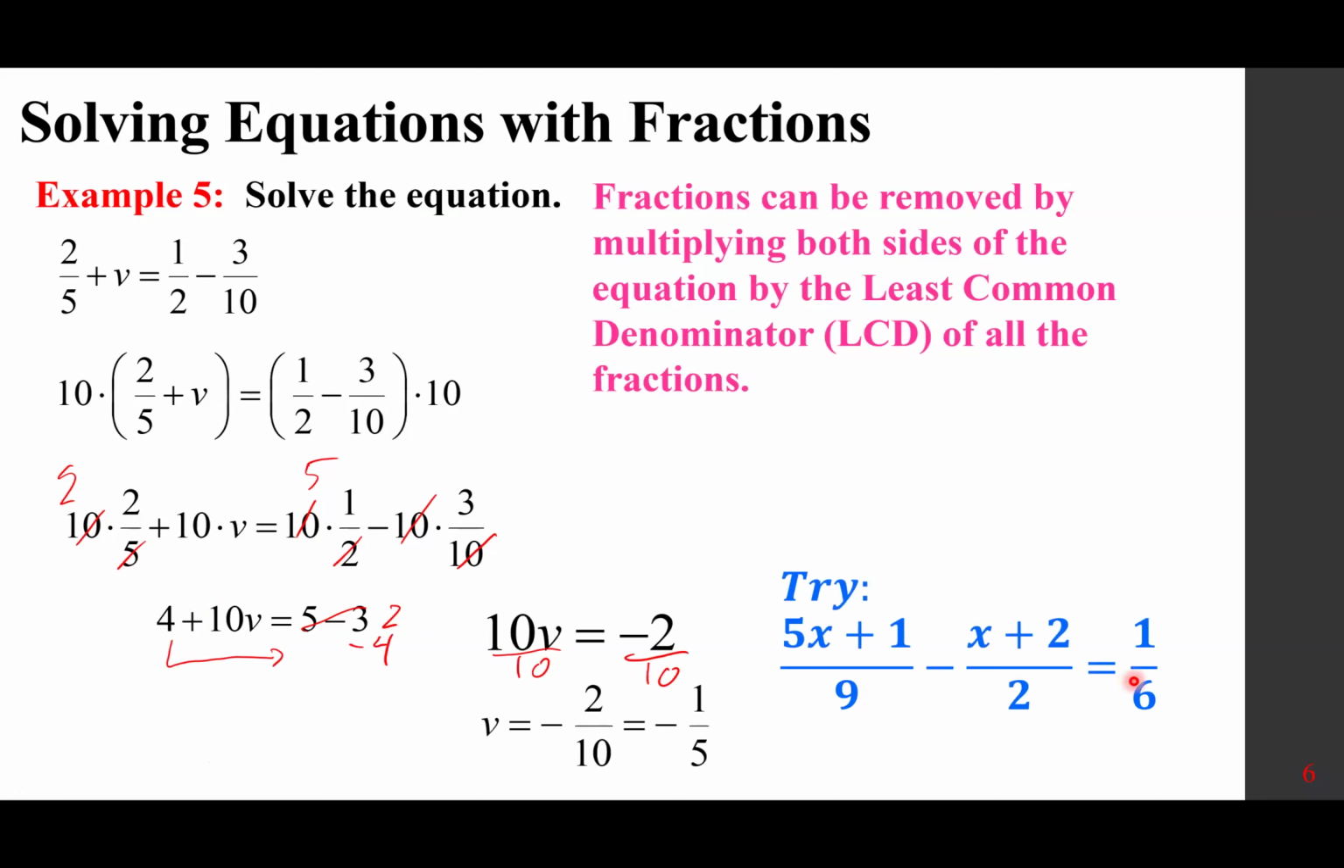All you have to do is multiply both sides by the LCD, and I hope you recognize that for 9, 2, and 6, the least common denominator would be 18. So here's my tip: multiply both sides by 18. Do the math.